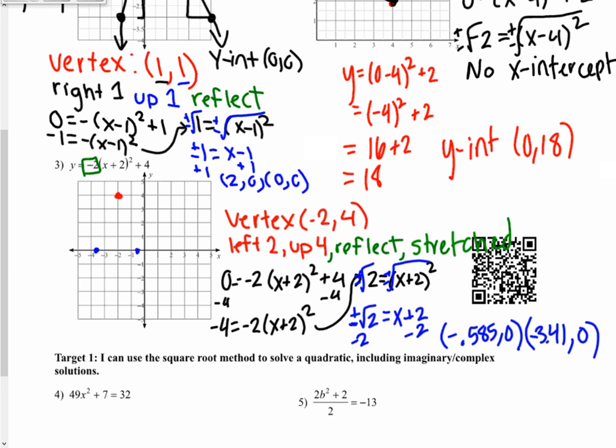To find my y-intercept then, I'm going to plug in 0 for x, so y equals -2, 0 plus 2 squared, plus 4. 0 plus 2 is 2. 2 squared is 4. 4 times -2 is -8. -8 plus 4 is -4. So my y-intercept here is down at -4.